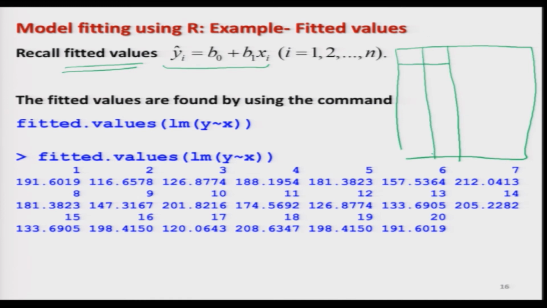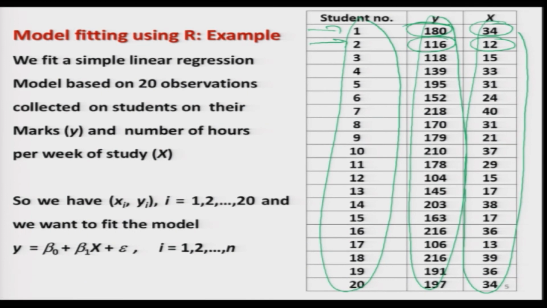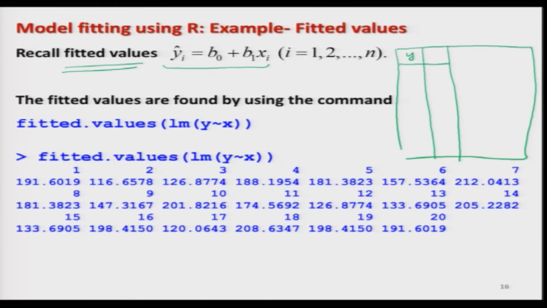You have obtained the data on x and y, as you can see here in this table where you had taken this data. For student number 1, it is 180 and 34. So suppose y here is 180 and x here is 34 hours in a week. Now you have obtained the model y is equal to 75.77 plus 3.4 times x. So use this x and obtain the value 75.77 plus 3.4 times 34.